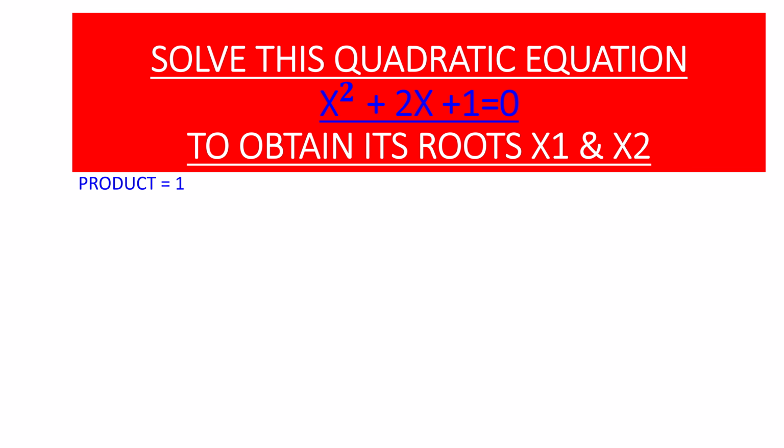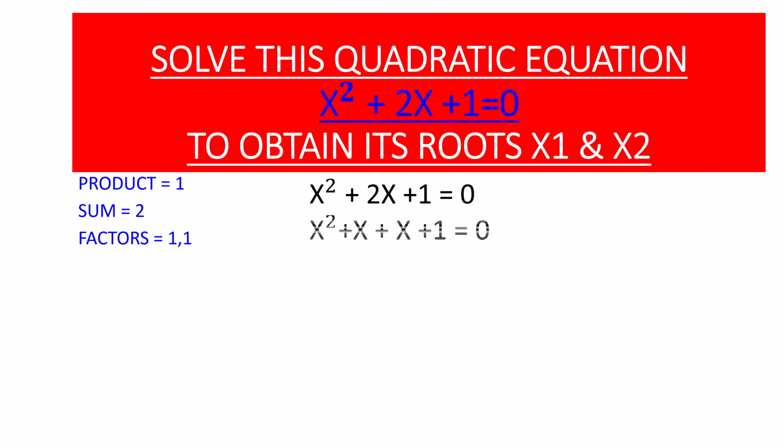roots x1 and x2. So the product in this case of the coefficient of the first term and the third term is 1, and the sum of those two is 2. So the sum is usually the coefficient of the middle term, and therefore the factors that give us the sum of 2 and the product of 1 are 1x and 1x. Therefore, we put them here in place of 2x. So we get x squared plus x plus x plus 1 is equal to 0.